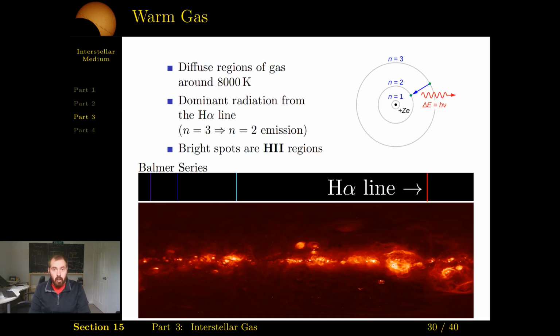Now we cool off a little bit, right? Now we're going to start seeing pictures like this. We're going to see a lot of red and a lot of glowing spots, right? So the red, that's going to be the stuff that's about 8,000 Kelvin. And this red literally comes from what we say, this is the H alpha line. So what the heck is the H alpha line?